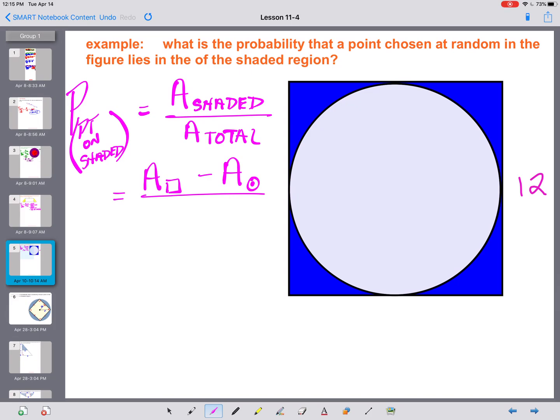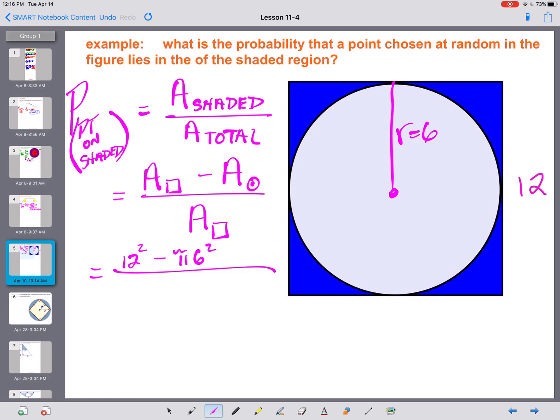Now, area total. What's the big shape? It's the square. First of all, what's our radius? If this is 12, the radius is 6. Area of a square is just length times width. So 12 squared minus area of a circle, pi r squared, so pi 6 squared, all over the area of the square, which is 12 squared.